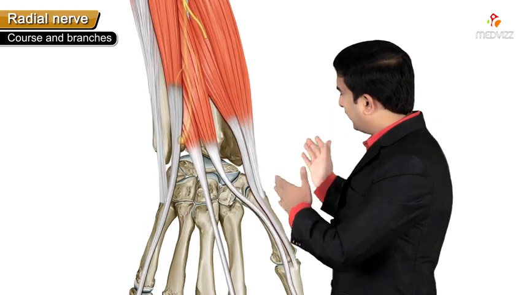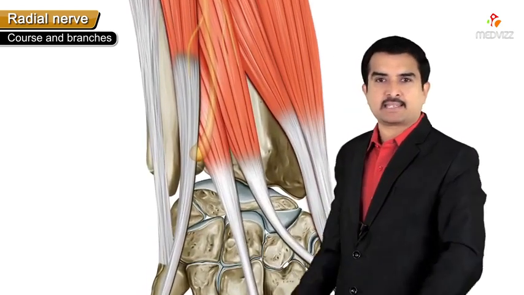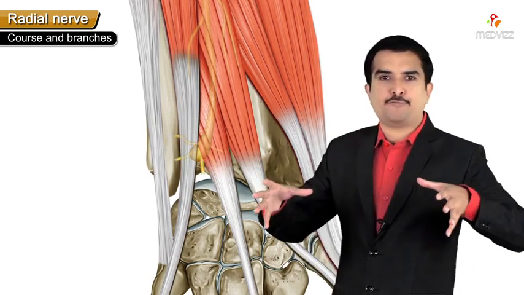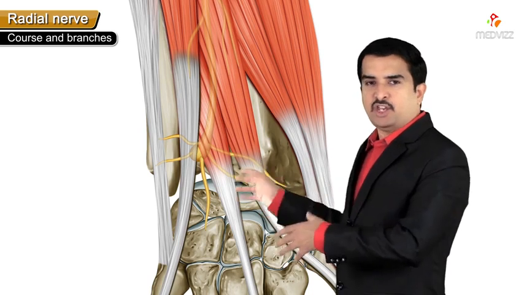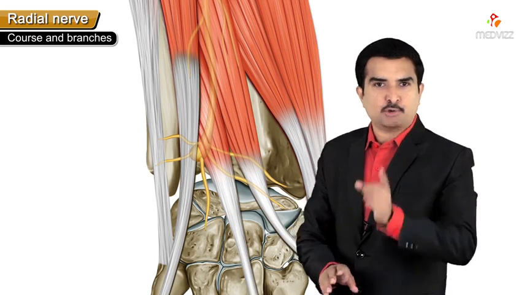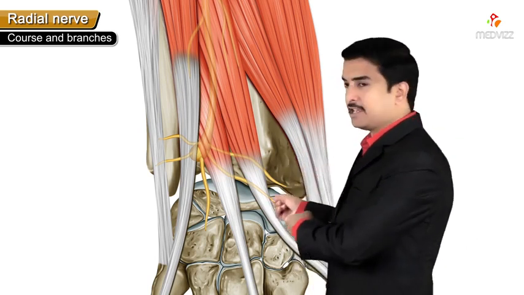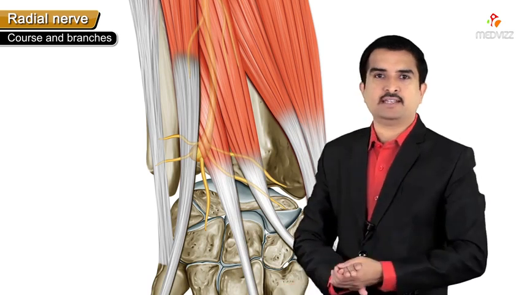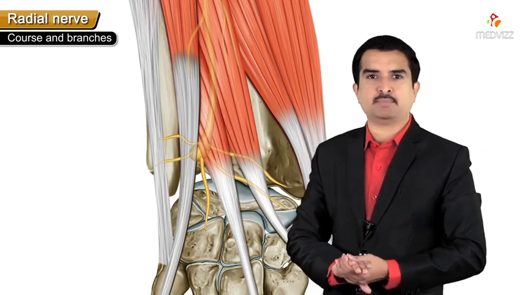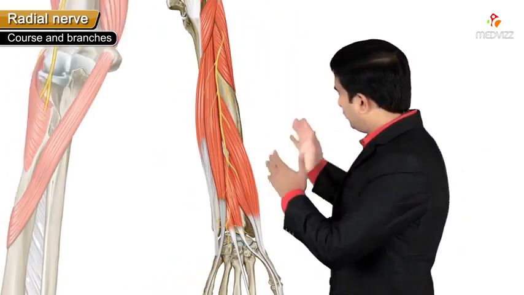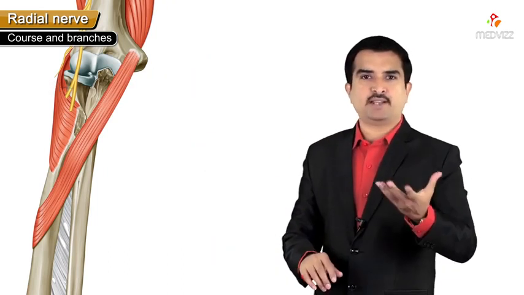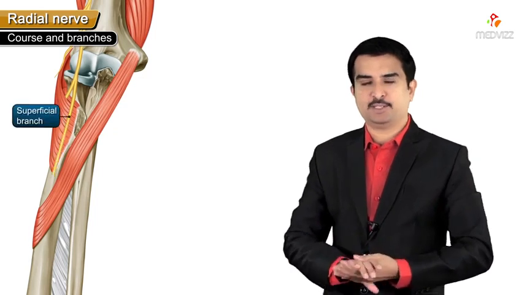And after supplying all these muscles, it finally ends as a pseudoganglion. This pseudoganglion gives off fibers which give sensory innervation to the dorsal wrist capsule. So the posterior interosseous nerve ends as a pseudoganglion after giving its complete motor innervation to almost all the muscles of the posterior compartment of the forearm. So now the deep branch is completed along with the posterior interosseous nerve. Let us talk a few points about the superficial branch of the radial nerve here.